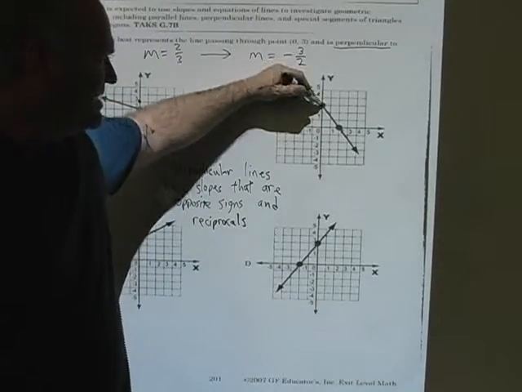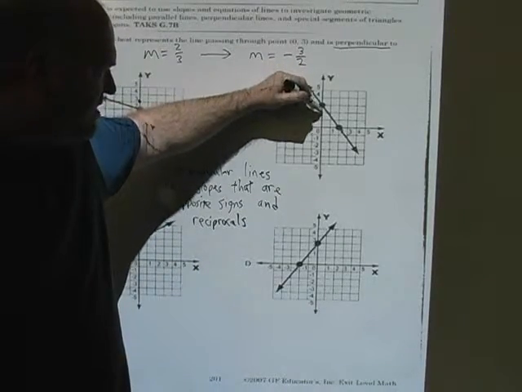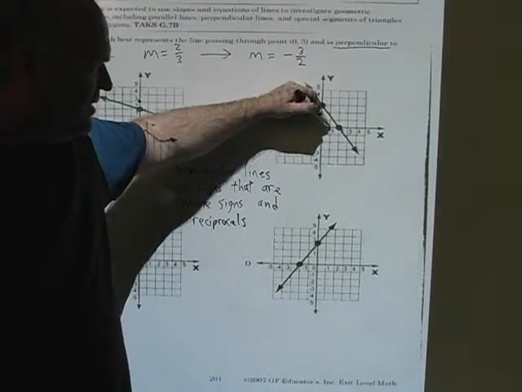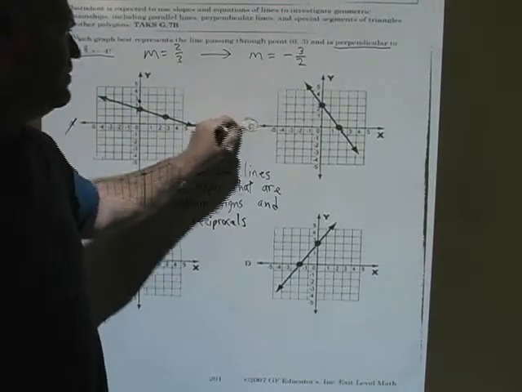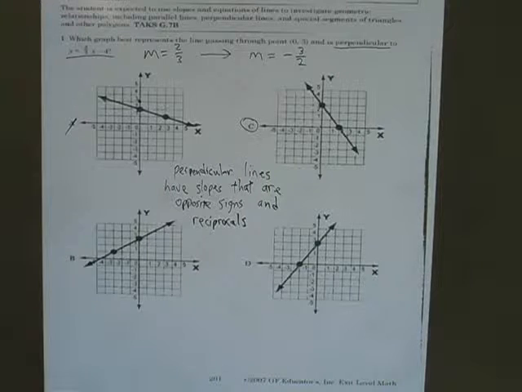And you can see this line right here goes down 3/2. So the slope is negative 3/2.